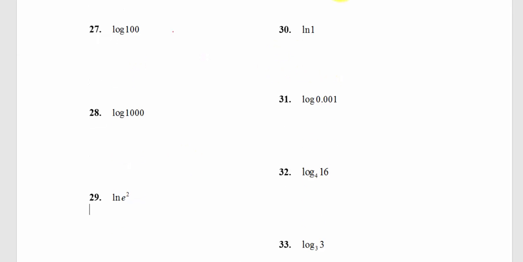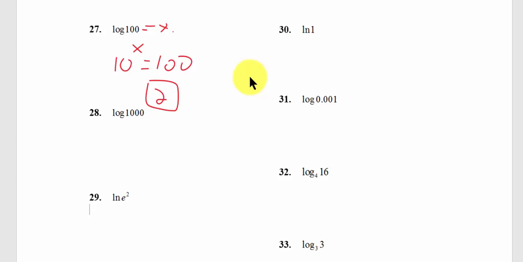Okay, so 27, there's nothing written underneath the log, so this is really going to be 10 raised to the x equals 100. So the answer would have to be 2, right, because 10 times 10 is 100.